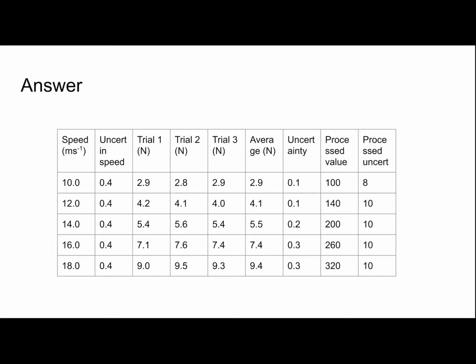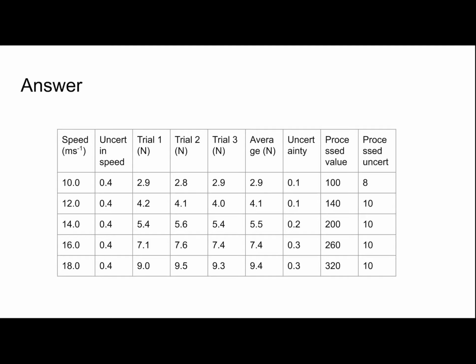So 10 squared is 100, 12 squared is 144, but it's been rounded due to uncertainty. 14 squared is 196. You just keep squaring, and that belongs in your processed value. For the uncertainty, we need to find the percentage uncertainty, double it, and convert it back to an absolute uncertainty.